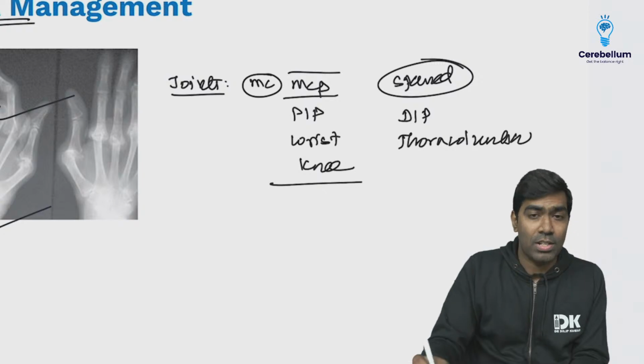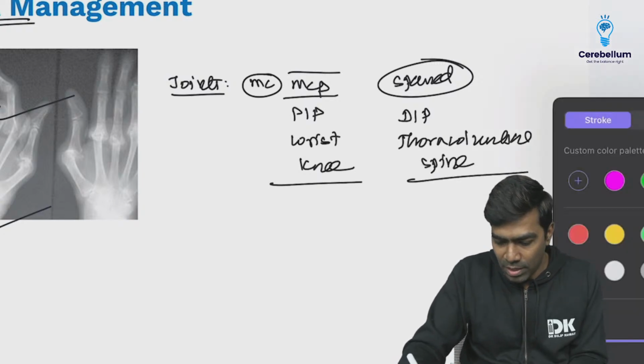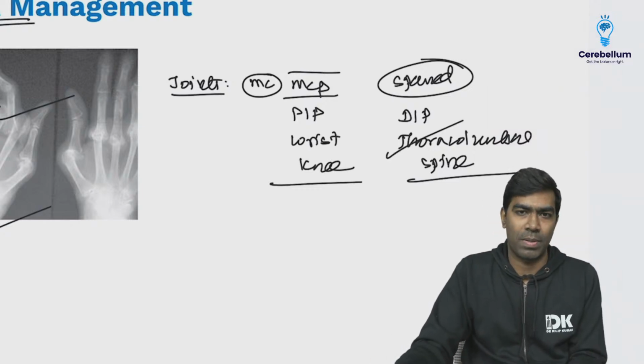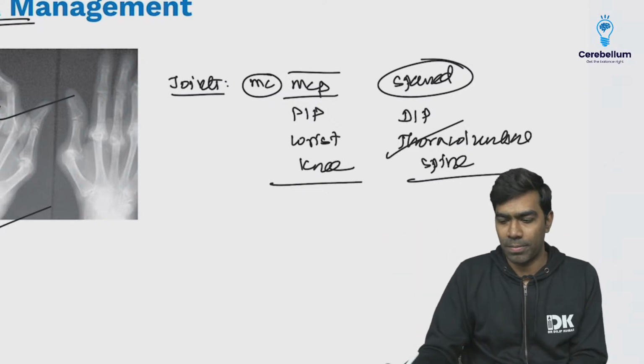Everyone knows the DIP joint is not involved, but very few people know that the thoracolumbar spine also will not be involved in patients with rheumatoid arthritis. There will be no involvement of the thoracolumbar spine. Cervical spine can be involved, but definitely not the thoracolumbar spine.